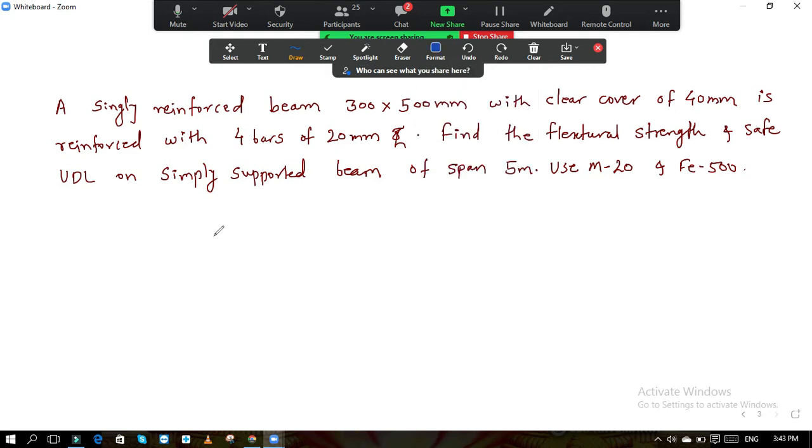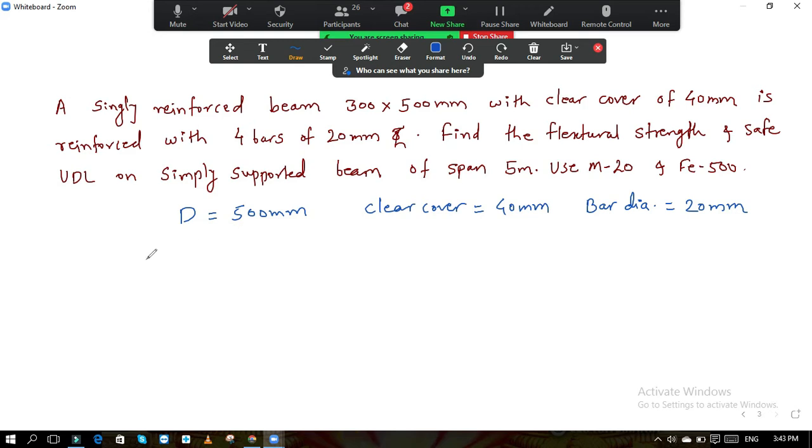Okay. So now to solve this, first of all, as usual we will calculate the value of Xu, then the value of Xu max, and then we will calculate the value of Mu. But before going to that, we know what the depth is. The overall depth is given to us as 500 mm. Clear cover is given as 40 mm. And the bar diameter, or tendon diameter, is given to us as 20 mm.